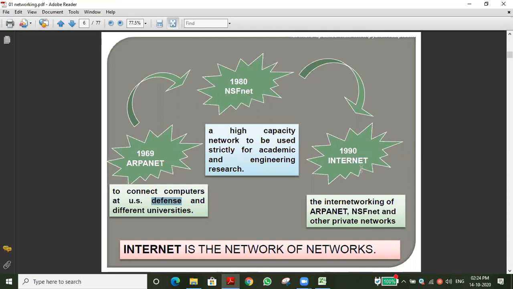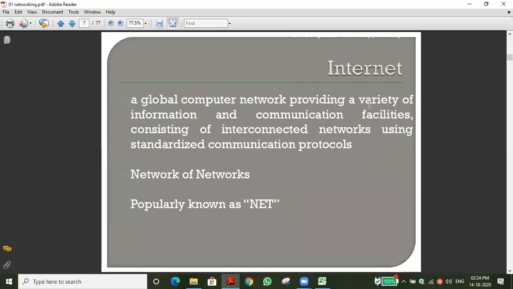Okay, this is internet, and the next point is the definition they gave. A global computer network provides a variety of information, communication, and facility to access the data to any part of the world. Suppose if I want to communicate or fetch any data from a computer residing in any part of the world, I am able to connect through the internet concept. Generally, we say it is a net. What is the basic definition? Network of networks. That is a very important point.